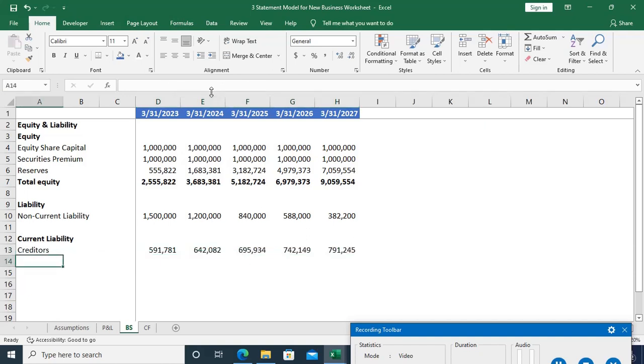Now we have another kind of creditor, which is some kind of outstanding expenses.